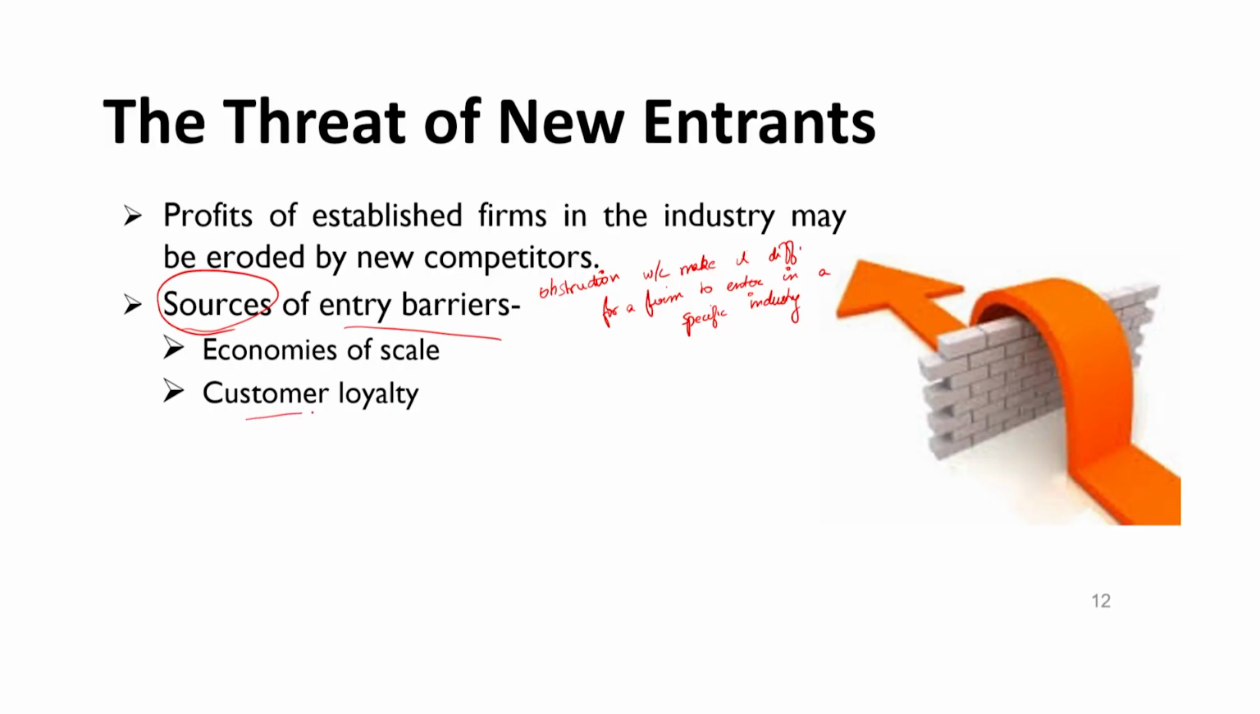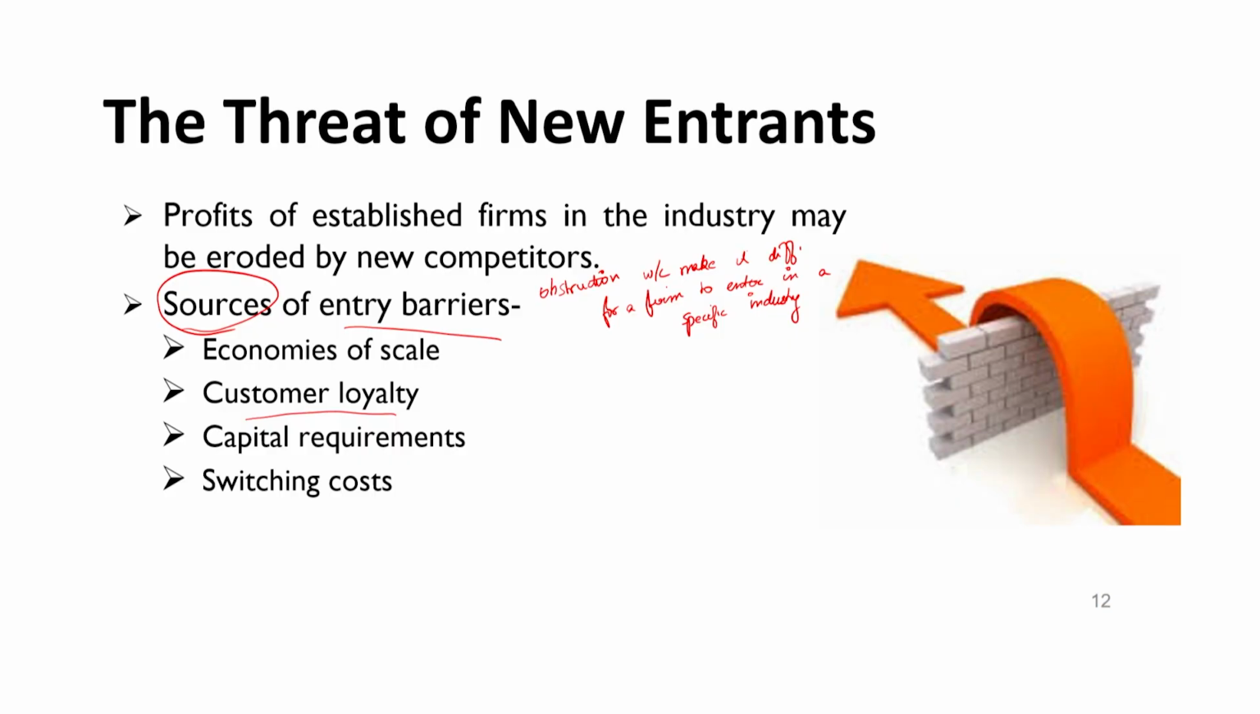Second is customer loyalty. Customer loyalty means if already established companies have certain kinds of loyal customers because of the product differentiation they have achieved, that also acts as a major entry barrier. Third, we have capital requirements. If a company requires huge capital to enter a particular industry, that also acts as a major entry barrier. For example, if any company wants to enter into airways, that requires huge investment, so that acts as a major entry barrier for them.